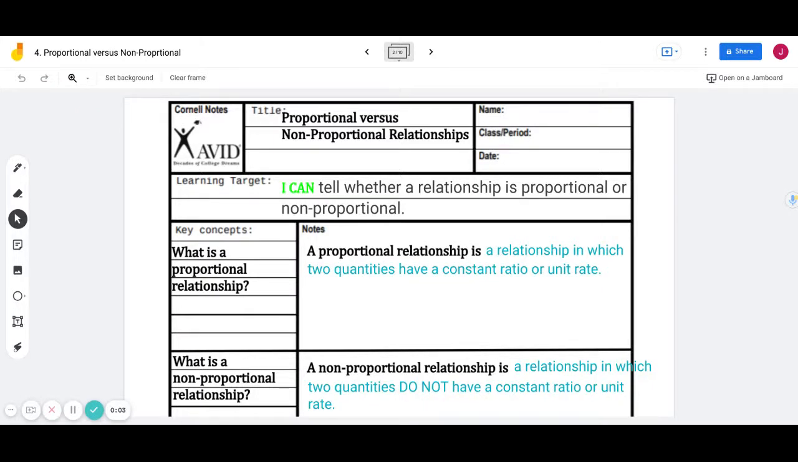Today, we are going to be talking about proportional versus non-proportional relationships. Get that note packet ready and get your learning target filled in. I can tell whether a relationship is proportional or non-proportional.